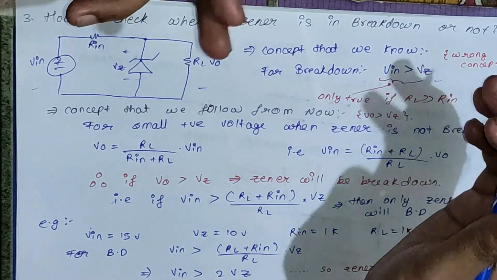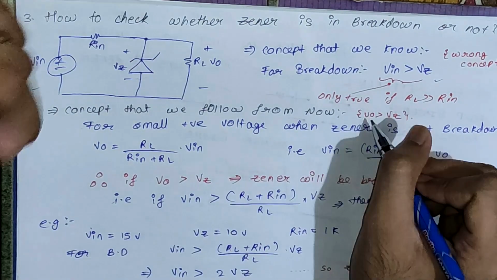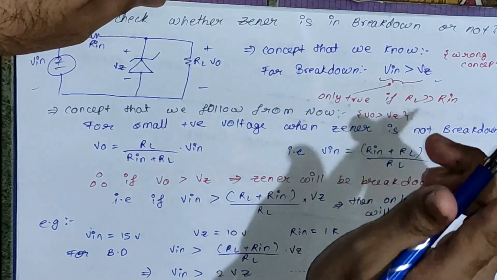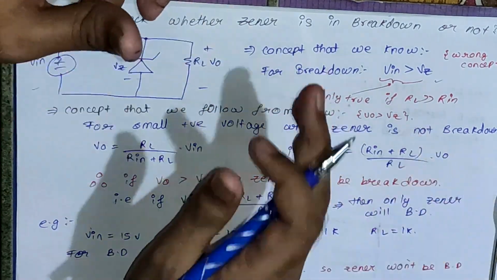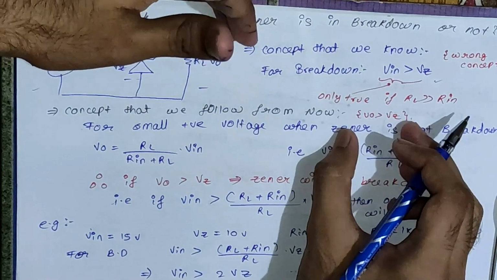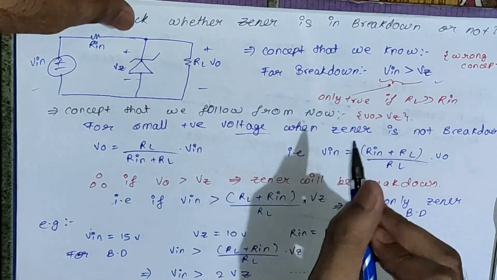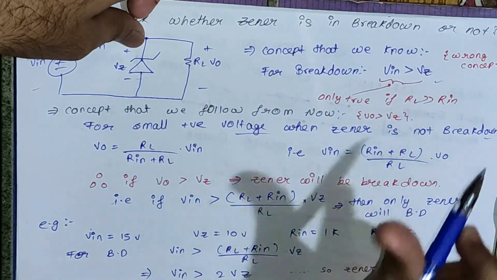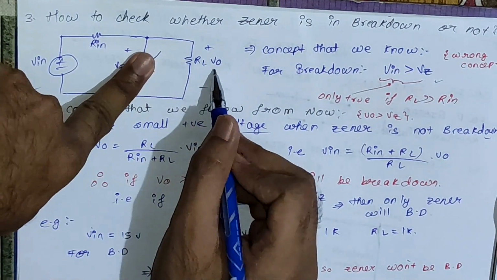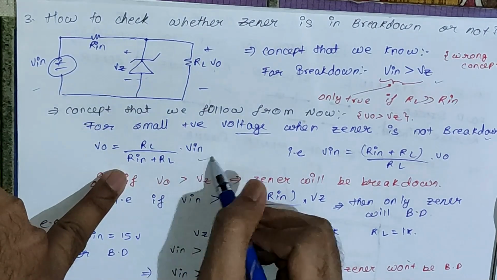But now you may be thinking, what concept should we follow? So the concept that we should follow is that for breakdown we should check Vo. If Vo is greater than Vz, then we will say the Zener is in breakdown. If it is not, then our Zener will not be in breakdown. So let's see the proof of this also. For that, let us consider that Vin is a small positive voltage, and you can say Zener is not in breakdown yet. So now you can calculate Vo from the voltage divider rule. So you will get Vo as RL upon Rin plus RL into Vin. Okay, so this is what I have written here.